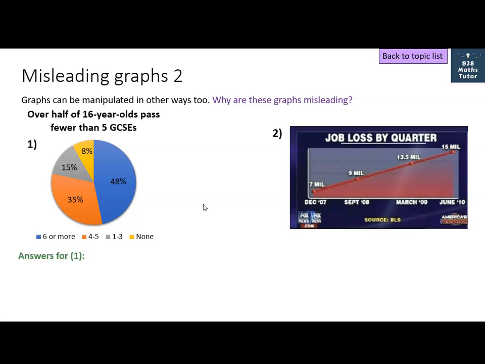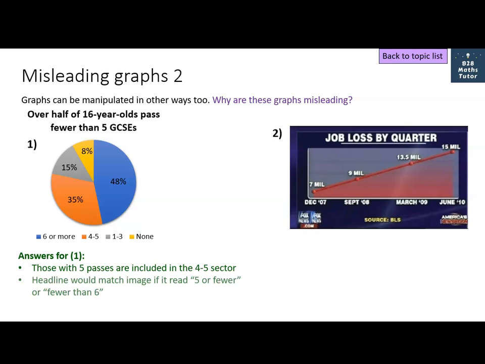For number 1 then, well, firstly, they're saying fewer than 5, but the 4 to 5 is included in the orange sector. So this is all the people who got 4 GCSEs and all the people who got 5 GCSEs. So if you took out the ones who got 5, it would probably take you back to somewhere around here. So the headline doesn't match what the graph is showing. If they changed it to 5 or fewer GCSEs, or fewer than 6 GCSEs, then it would match the graph.